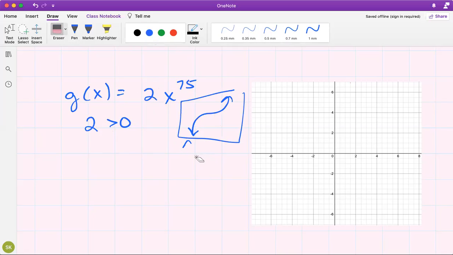And so we have an idea of what the graph looks like, and we just need to plot a few points. Obviously, it goes through 0, 0. If you plug in 0, you get 0. And then you can plug in 1 here. You get 1 to the 75th, which is 1 times 2. So it would go through 1, 2. And then if you plug in negative 1, you'll get a negative 2. So this graph is going to look something like this.